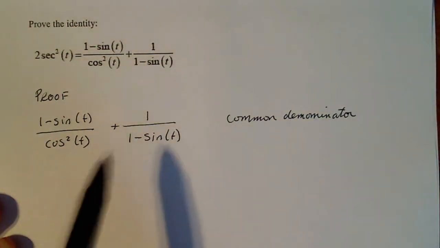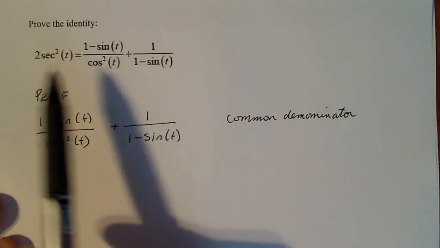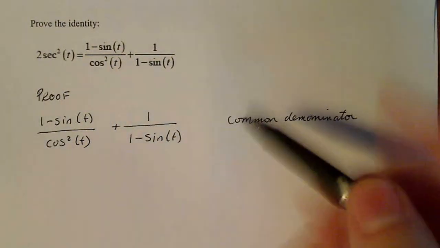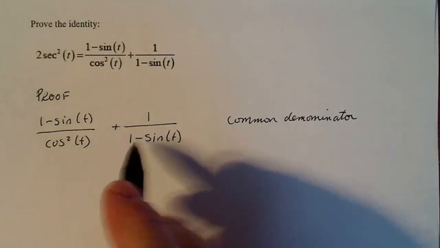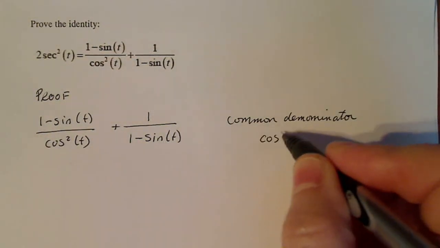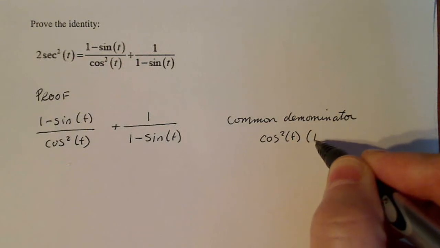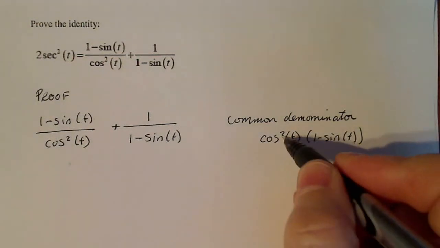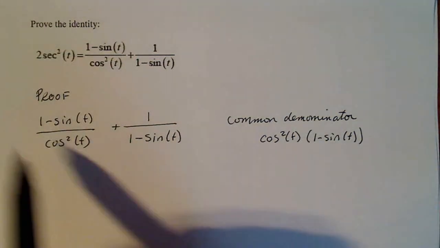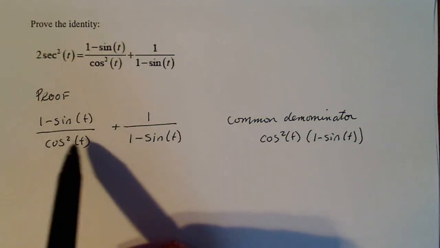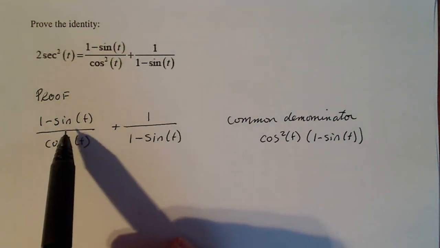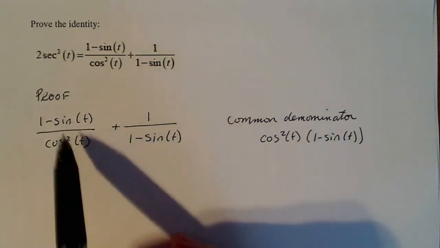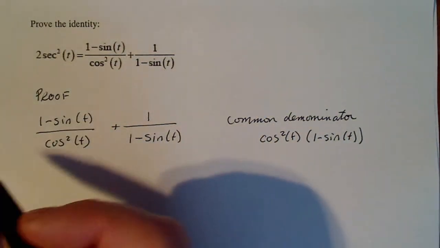The reason why I'm doing that is because I have two things here and I want it to be one thing. So that's probably the best place to start. My common denominator is just the product of the two denominators: cosine squared t times the quantity 1 minus sine t. Now, when I look at this, I think, what's missing in the denominator here that I need to match that denominator? That would be 1 minus sine t. So I have to multiply top and bottom here by 1 minus sine t.